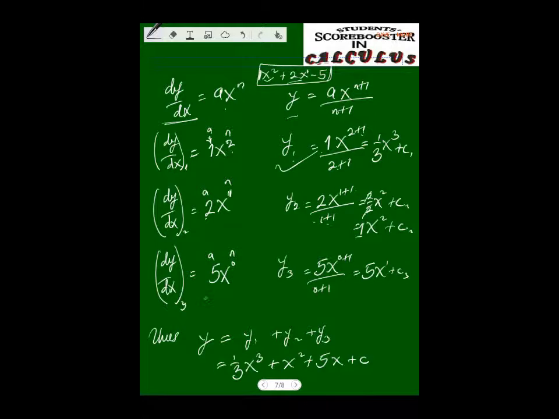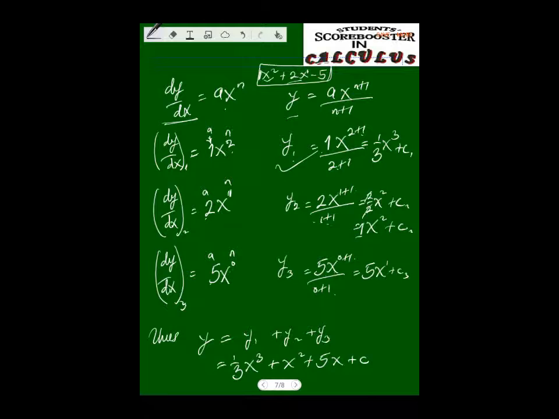So the third term is dy dx equal to 5x raised to power 0. Because anything raised to power 0 is 1. So my a is 5, my n is 0. So if I come here, I'm going to have 5x raised to 0 plus 1 over 0 plus 1. And that will be 5x plus c3.